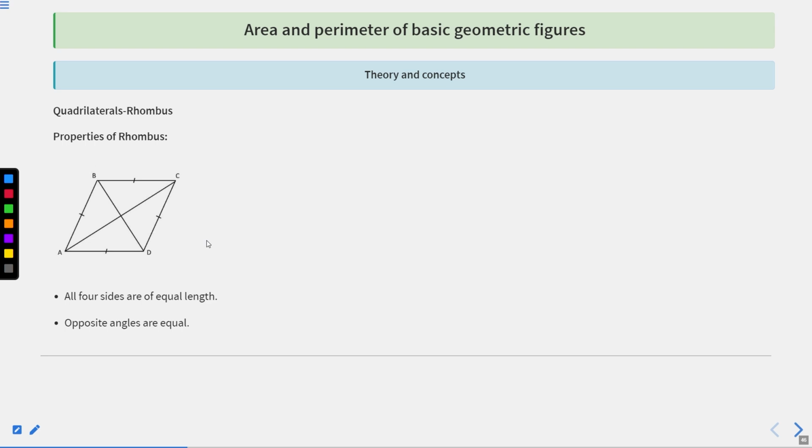Let us now move ahead and talk about a rhombus. Properties of rhombus are very much alike square only, but there are some differentiations. So all four sides are of equal length. That is very much similar to square. Opposite angles are equal.